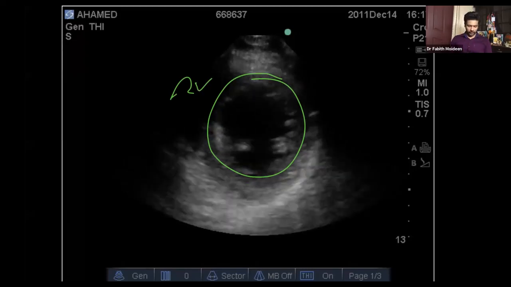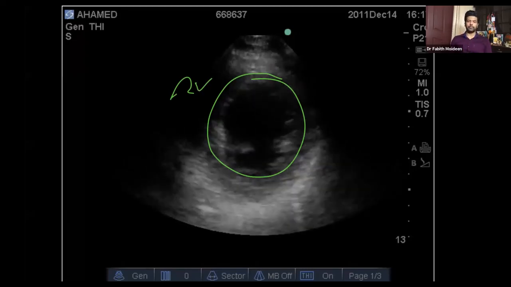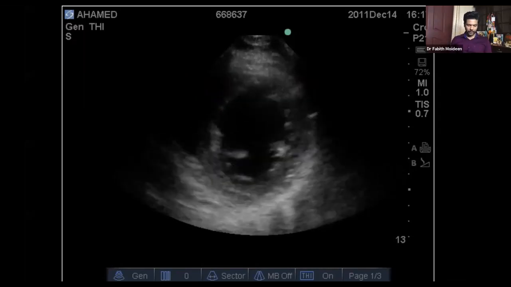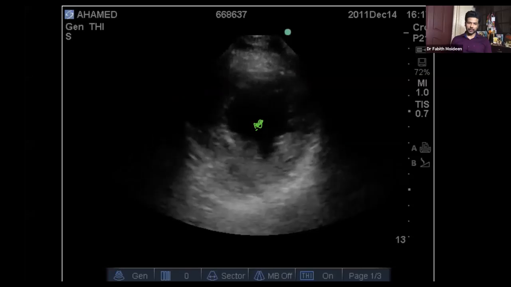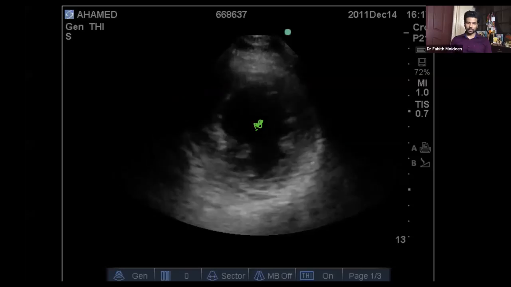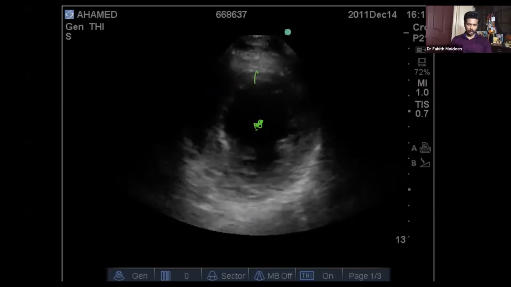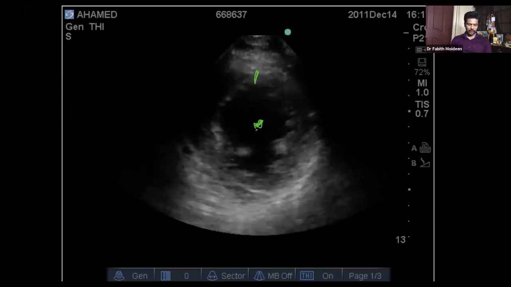Okay, and you can see here the papillary muscles, nice. And the problem here is if I put a dot here in the center, you can see nicely. I hope people have noticed this very clearly, that this is the anterior wall, this is the inferior wall, this is lateral, and this is septum.